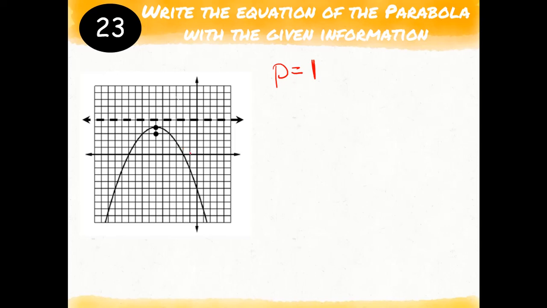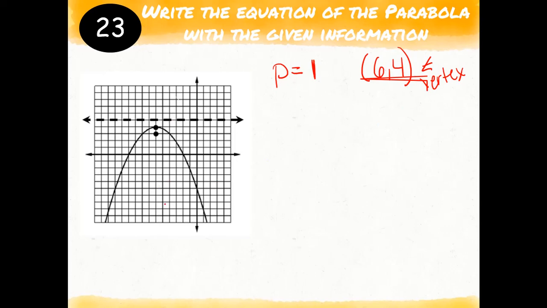Let's find where my vertex is. 1, 2, 3, 4, 5, 6. 1, 2, 3, 4. 1, 2, 3, 4, 5, 6. 1, 2, 3. 3, 4. Yes. So I have 6, 4 for my vertex.